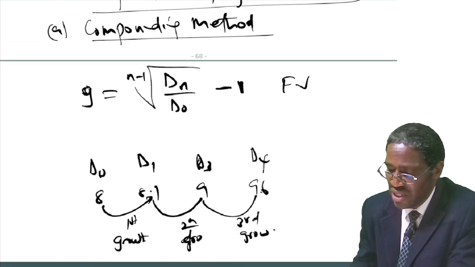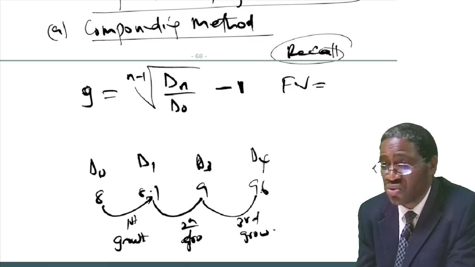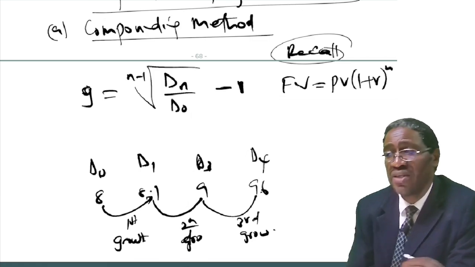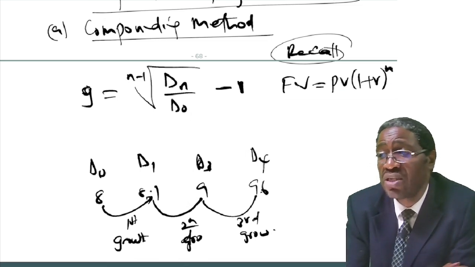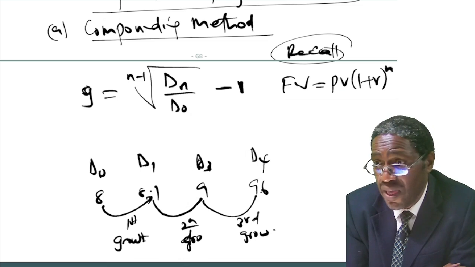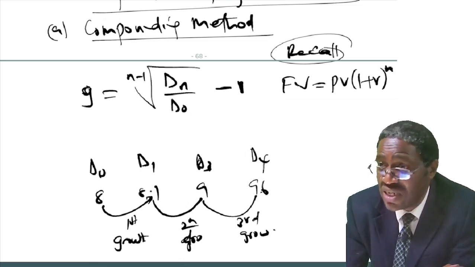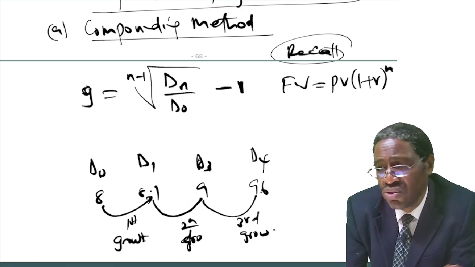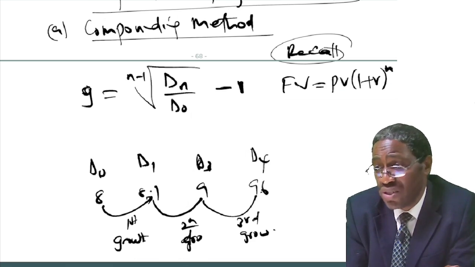So we are just saying recall. Don't write. We recall that future value is equal to present value times (1 plus r) to the power of n. Are you there? That was our formula for getting the future value. Our r is what I'm calling the growth rate. So I want to solve for r. If I want to solve for r, what do I do? I divide both sides by what?